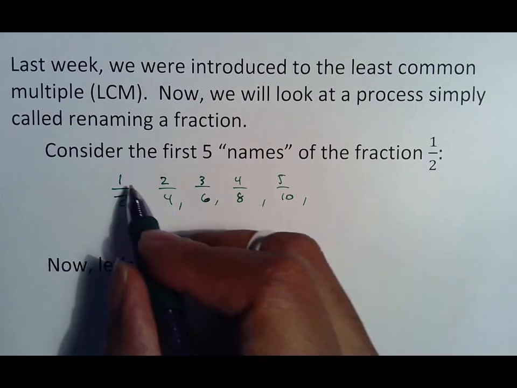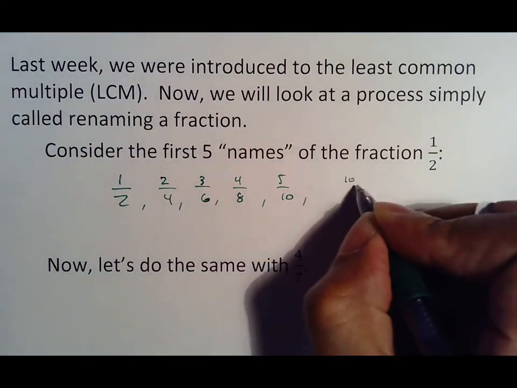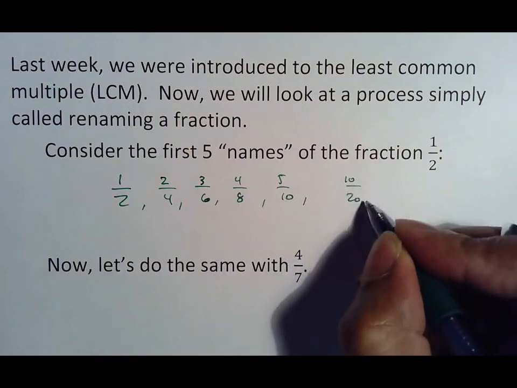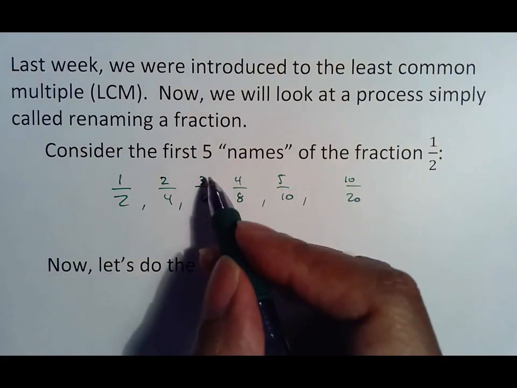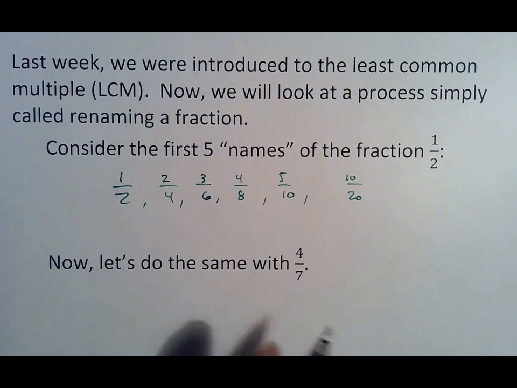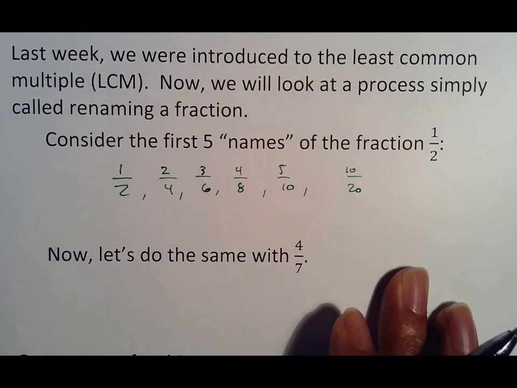What if I wanted to multiply them both by 10? I would get 10 over 20. Notice that's still 1/2. 1/2, 1/2, 1/2, 1/2. So you can rename a fraction to have a bunch of different faces.